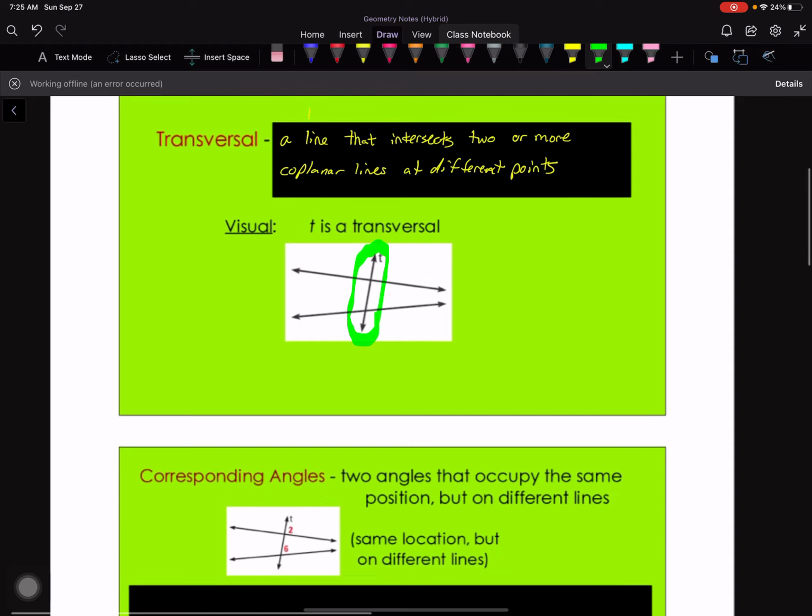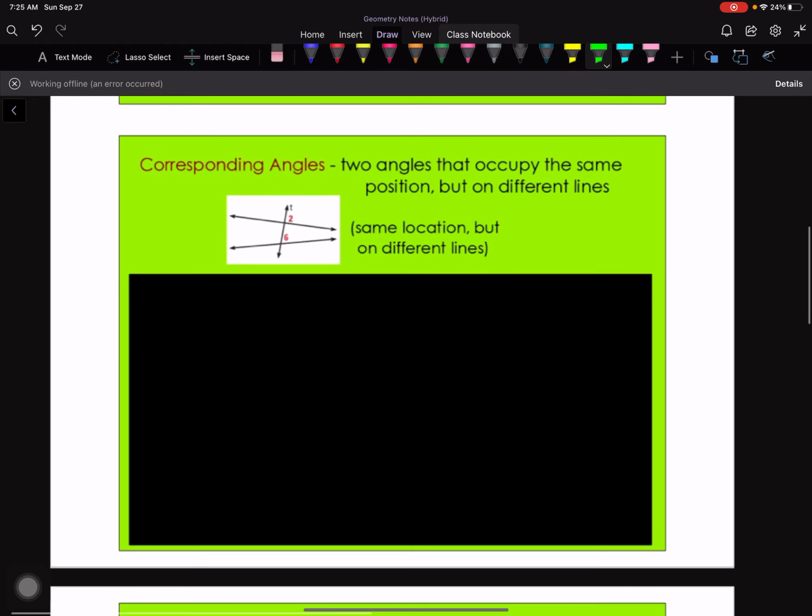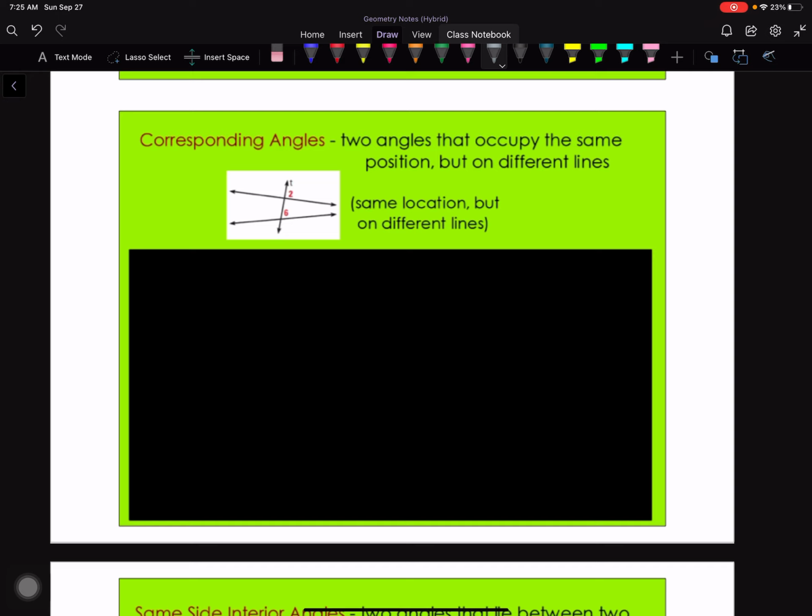All right, so now here we just have a ton of different types of angles and angle relationships. So this is going to be important to make sure you get all of this written down. Starting off with corresponding angles. That is just two angles that occupy the same position but on different lines. So in this example, we have angle 2 here and angle 6. They're both above their respective lines and to the right of the transversal, therefore they are corresponding.